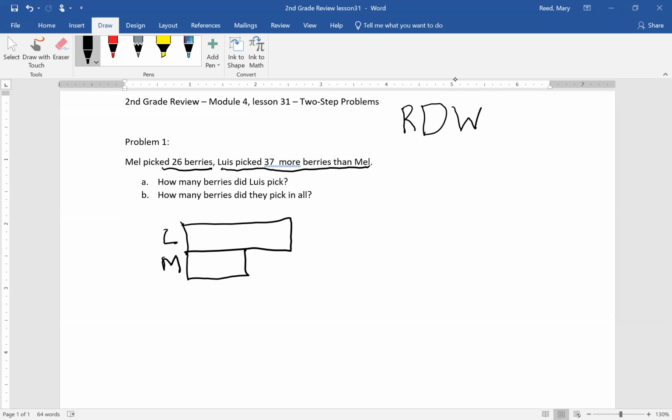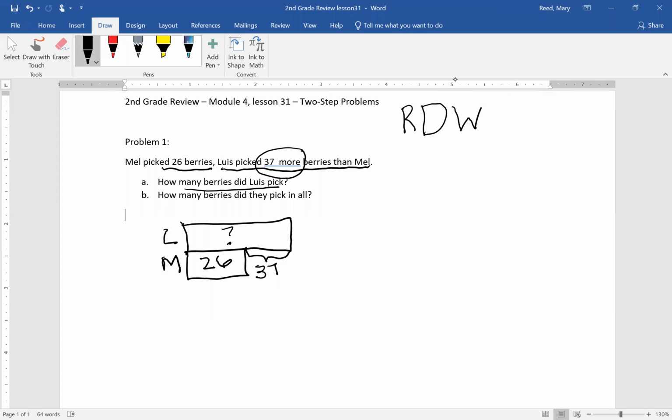Okay, now I know that Lewis picked 37 more blueberries than Mel, and Mel picked 26. So let's put the 26 in here. That's pretty easy. I don't know how many Lewis picked though, because that's my question. How many berries did Lewis pick? So I'm going to put a question mark in there. But what I do know is that he picked 37 more blueberries than Mel. So where on my diagram is that 37? Well, it's how many more he picked than Mel. So it represents how much bigger his bar is than hers. So that's my 37.